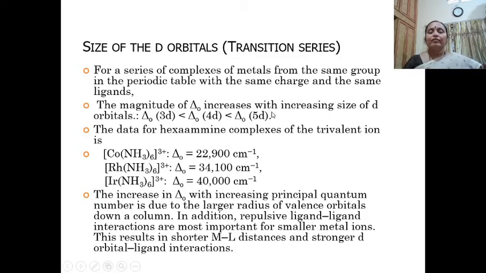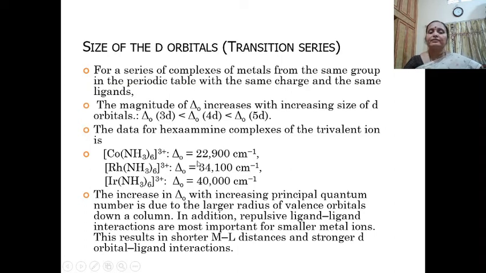That is, a 5d transition metal is going to have a greater splitting than 4d, which is going to be greater than the 3d. One such example we can take is where I have the same charge and the same ligand. Here the ligand is ammonia molecules, and the charge is the same, but only the size is going to vary. As the size increases, we observe that the splitting is going to increase. In the case of the cobalt complex, what do we observe?